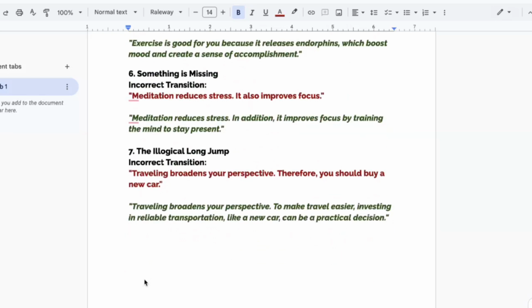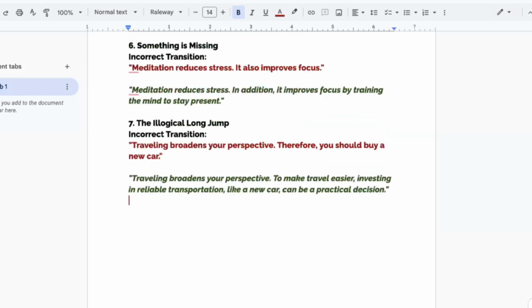And then you say, to make your travel experience more effective and easier, you've got to have reliable transportation, like a new car. You give an example of what that is. And then you say to your reader, that's how you can make it happen because you're being practical. So that is number 7, the logical long jump, and how to make sure we don't use it in our writing. All right, I hope you all are still with me. We're getting close. We're almost done with our little list.